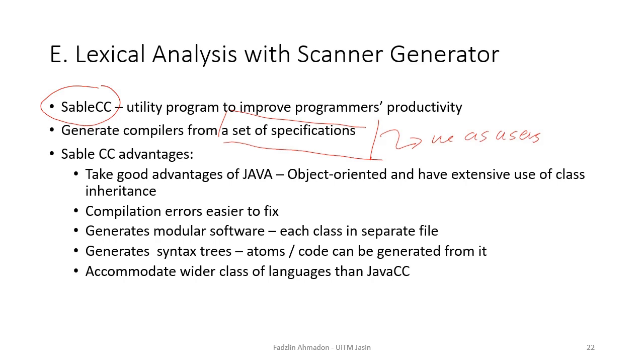So what are the advantages of SableCC? It uses Java. The compilation errors are easier to fix. It will generate modular software where each class is in a separate file. It will generate a syntax tree where atoms or code can be automatically generated from the trees. And finally, it is better than JavaCC.